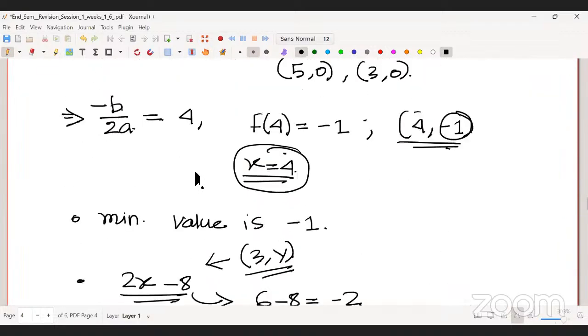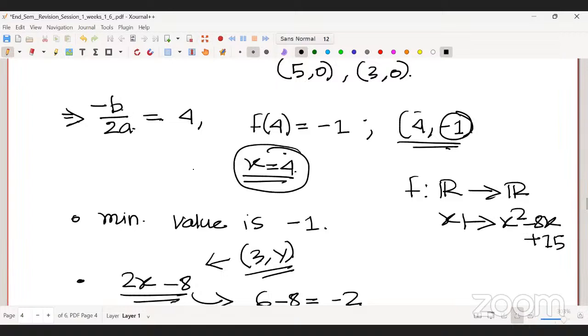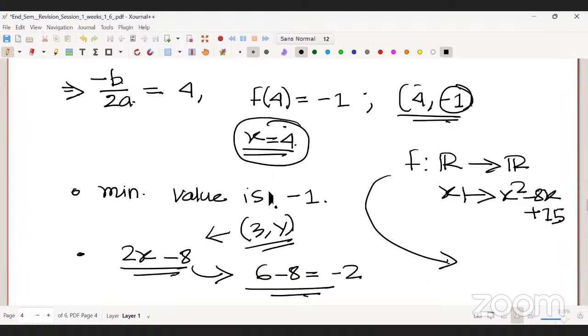Okay, so let me add one more question. Suppose you treat this parabola as a function from R to R, so x goes to x squared minus 8x plus 15, right? So what is the range of this parabola? Minus 1 to infinity. Yeah, correct.